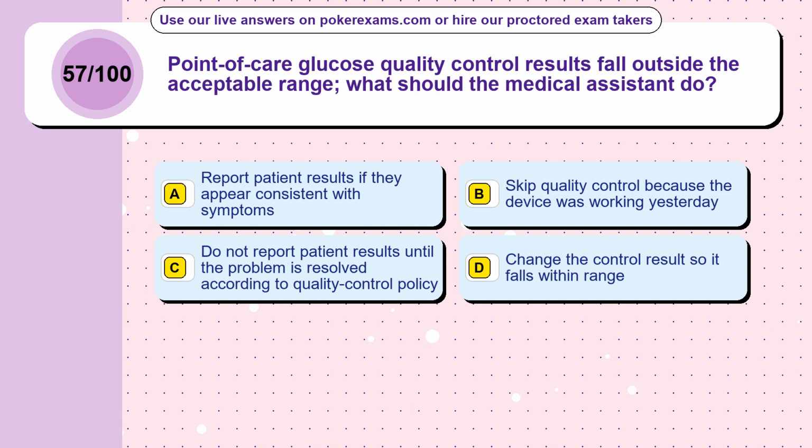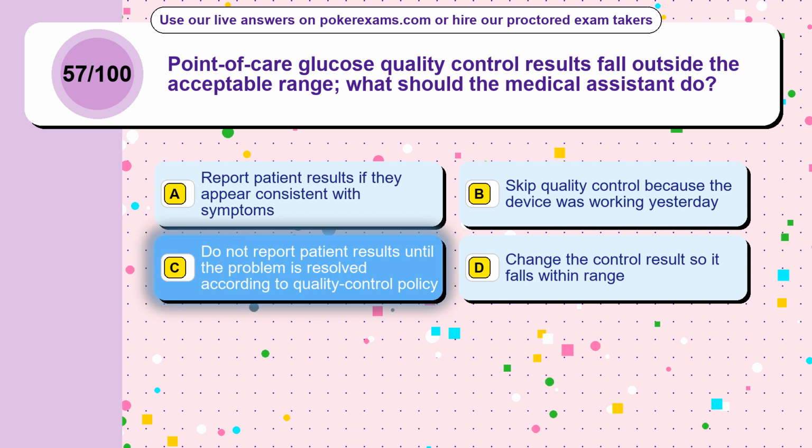Question 57. Point-of-care glucose quality control results fall outside the acceptable range. What should the medical assistant do? Option A. Report patient results if they appear consistent with symptoms. Option B. Skip quality control because the device was working yesterday. Option C. Do not report patient results until the problem is resolved according to quality control policy. Option D. Change the control result so it falls within range.